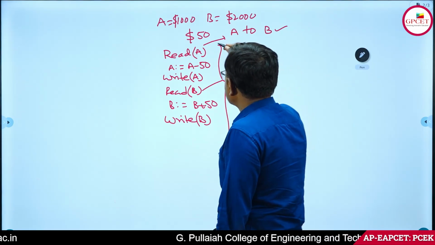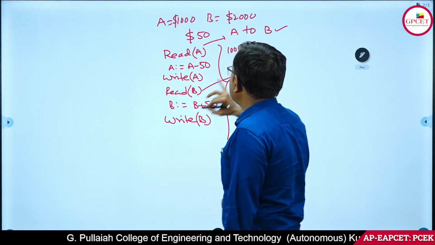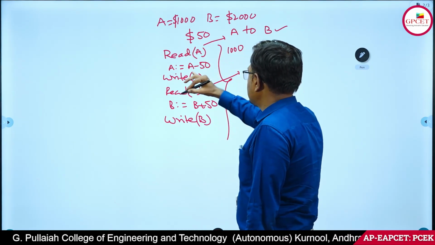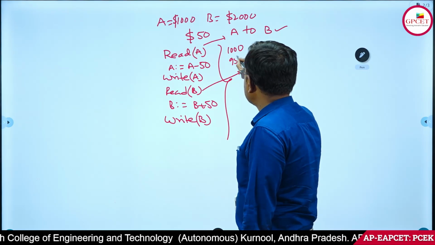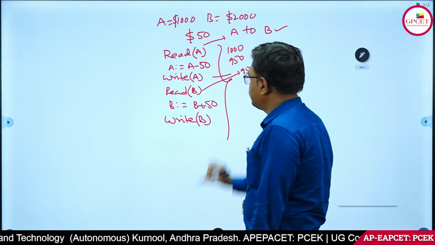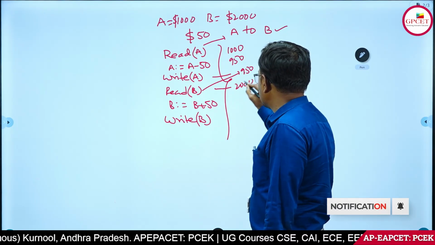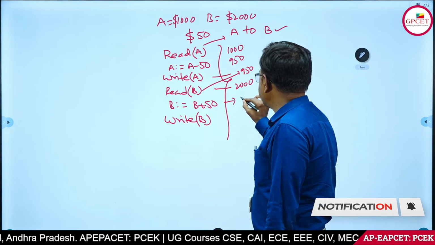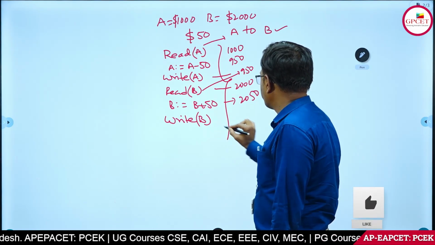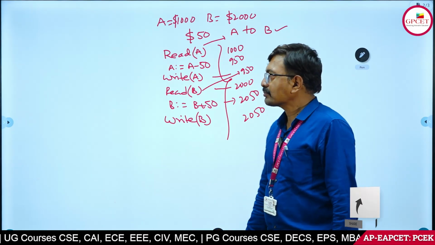First, A is the data item with $1,000. A equal to A minus 50 gives $950. Write A updates it to $950. And then read B, which is 2000. B equal to B plus 50 gives 2050. Write B also updates the data item.